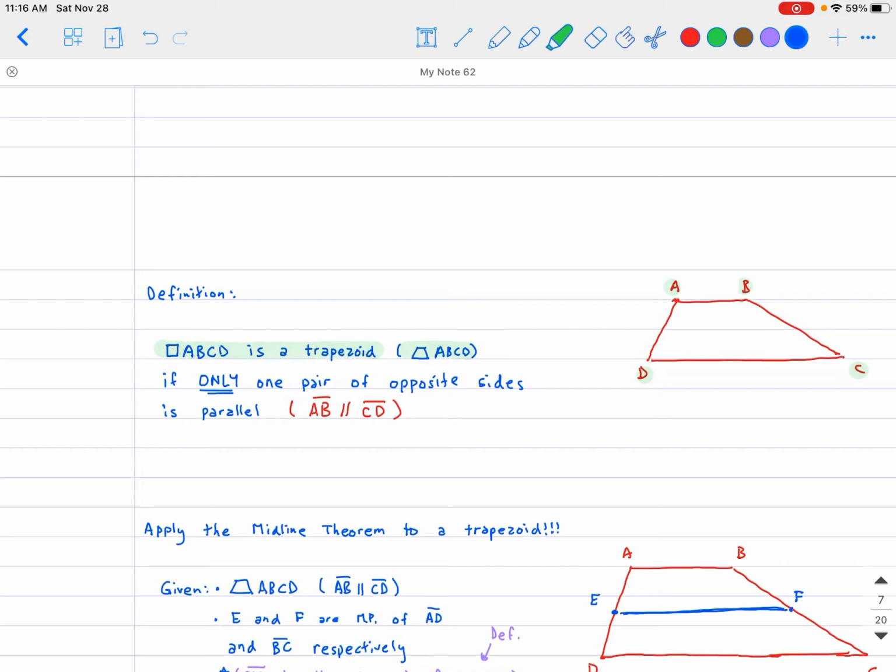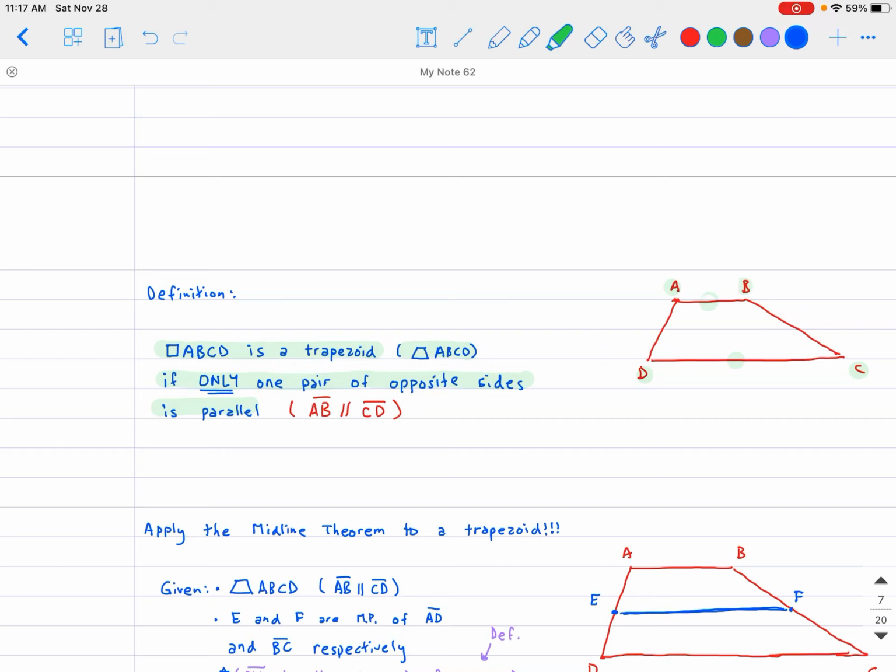According to the definition, and this is a formal definition here, a trapezoid means that only one pair of opposite sides will be parallel. That is to say, in this picture, only one pair of opposite sides are parallel. In this case, I'm looking at AB and DC over here. They are parallel to each other, whereas AD is not parallel to BC.